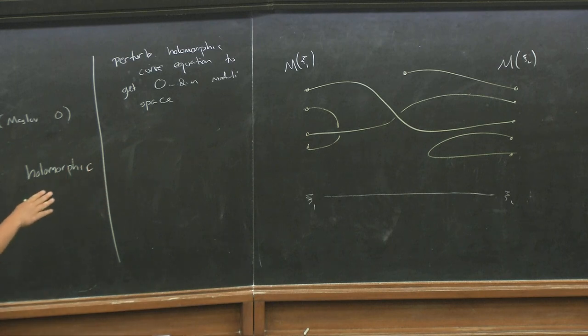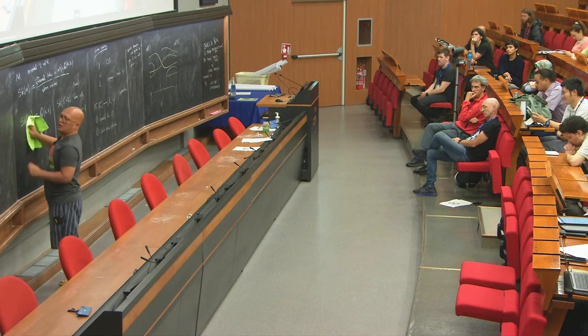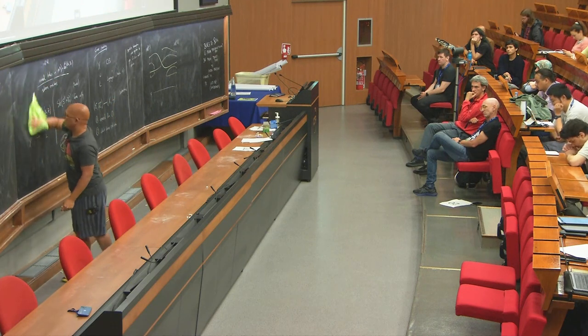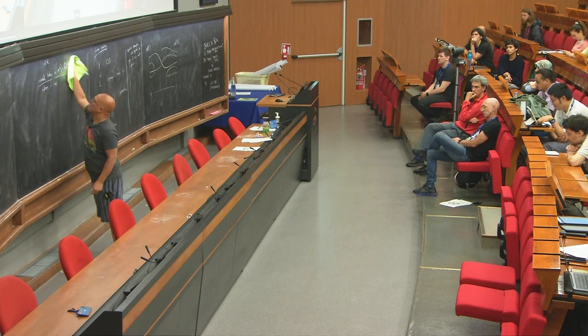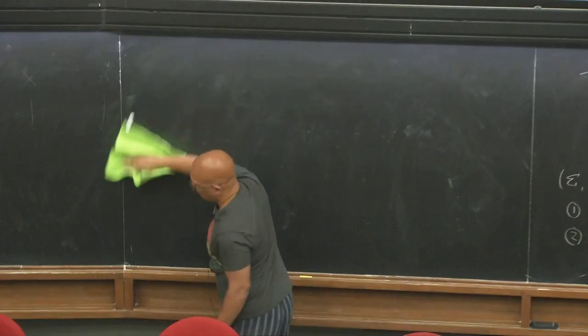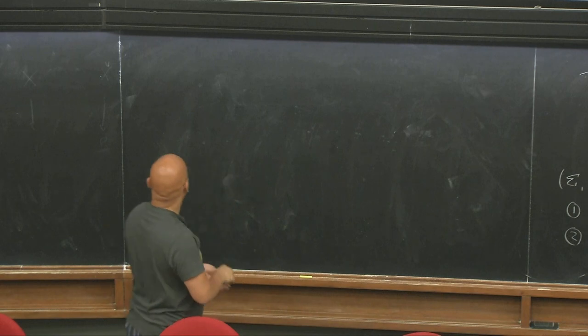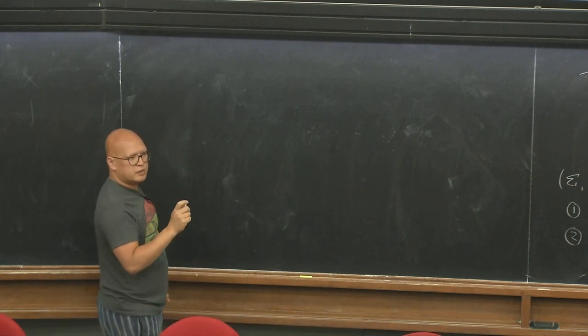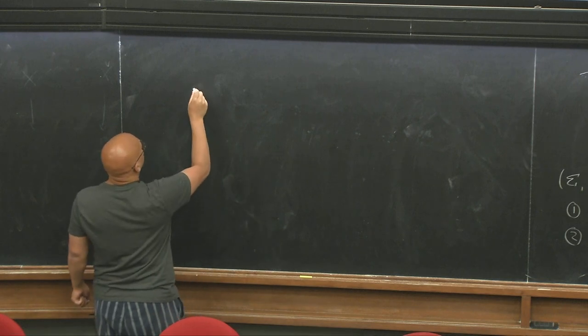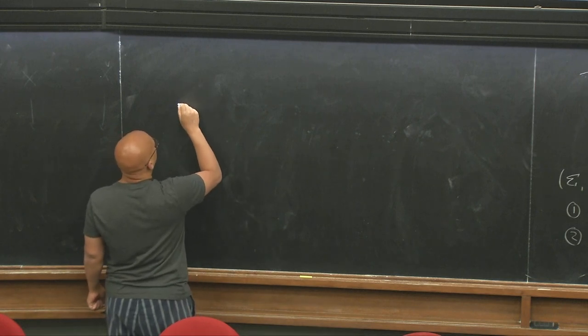So I want to now discuss which families, how this problem occurs. There are basically two things which cause problems. The first one looks like this.